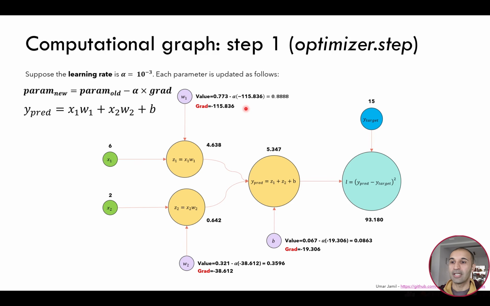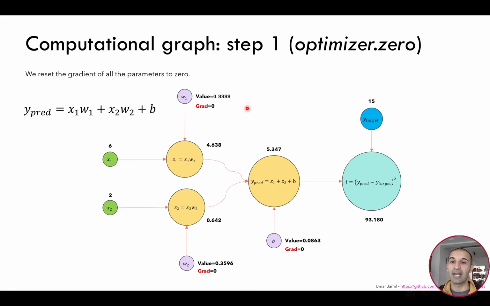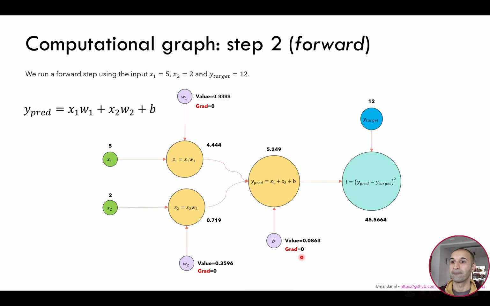The next thing we do is we run optimizer.zero_grad. This will zero out all the gradients of each parameter and also the intermediate nodes. And then we do the next iteration on the next item. So imagine we are training one item at a time, so batch size is 1. The next item may have x1 is equal to 5, x2 is equal to 2, and the target may be 12. This will produce this loss and this output.